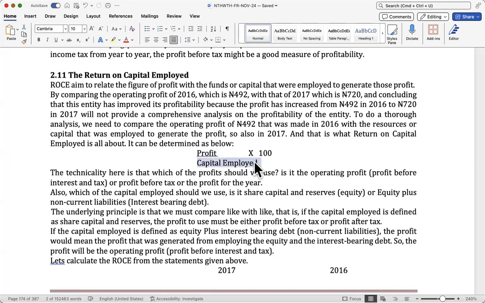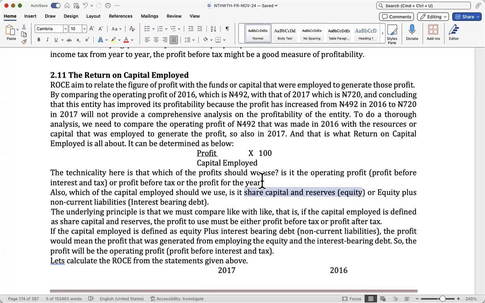The capital employed is the resources the entity has used to generate this profit. And when you check your statement of financial position, your capital employed could be your equity plus your debt. It could be your equity plus your debt. Sometimes it could be just your equity alone. It could be just your equity alone.